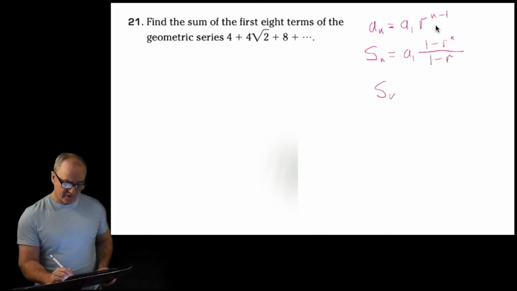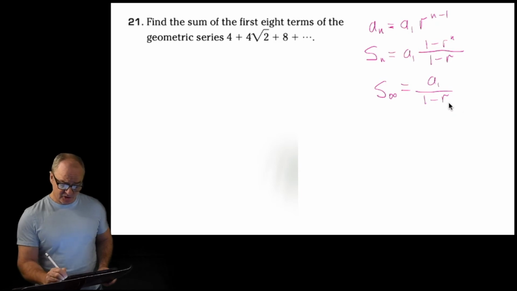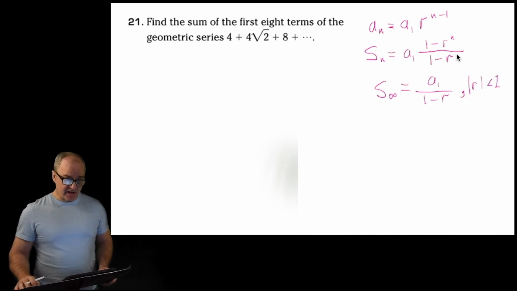And if you're going on forever and adding up an infinite number of them, it just becomes a sub 1, your first term, divided by 1 minus r, only assuming that the absolute value of your common ratio is less than 1. Okay, that's the only reason this works. Only with a common ratio less than 1 do you get an infinite sum that's finite. Otherwise, this series diverges and goes to infinity. But it looks like this applies here.